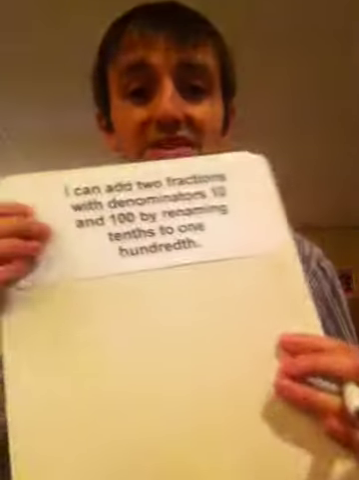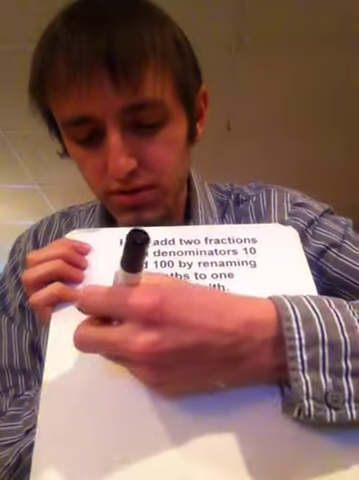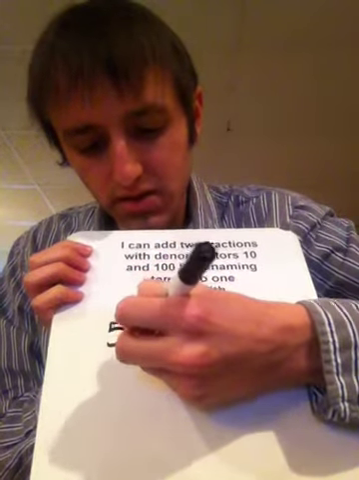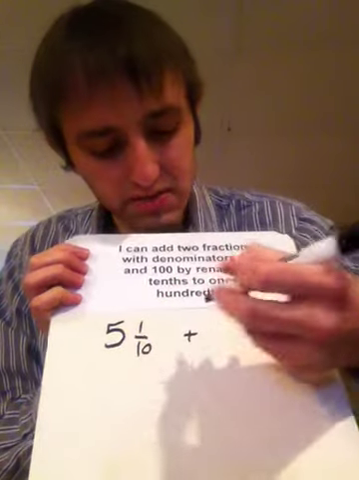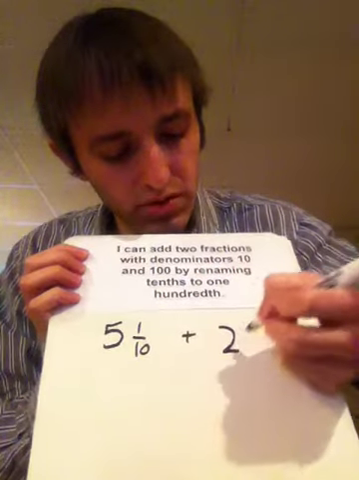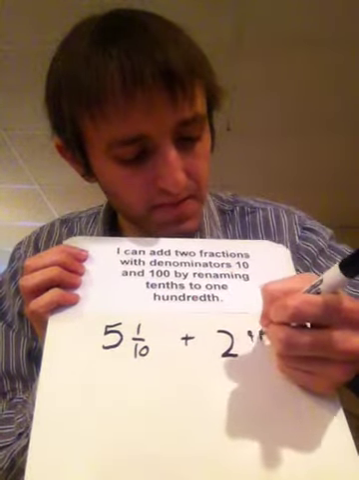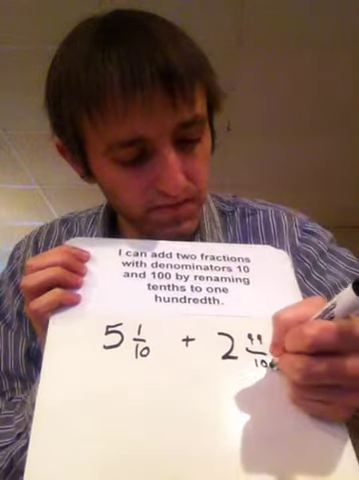Let's try one more. Let's try to find the sum. Now that's a word which means the answer to an addition problem. So let's find the sum of 5 wholes and 1/10 plus 2 wholes and 99 over 100. Okay?